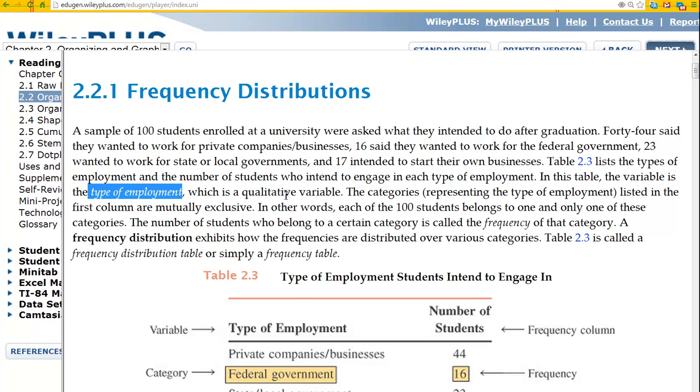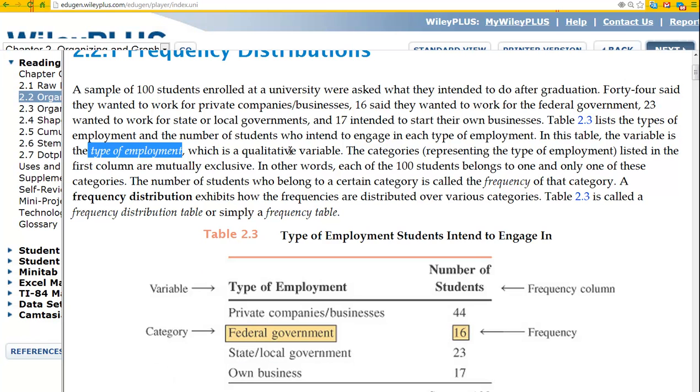And so we ask the students what type of employment, and there are different possible answers. So these are the different possible answers they can give. Type of employment, these are not numbers. Now these are numbers over here, but this is completely different. This is the number of students. But the type of employment is the question. So I say, what type of employment are you going to work at? And you'll give me one of 4 answers. So we call that a categorical variable, or a qualitative variable.